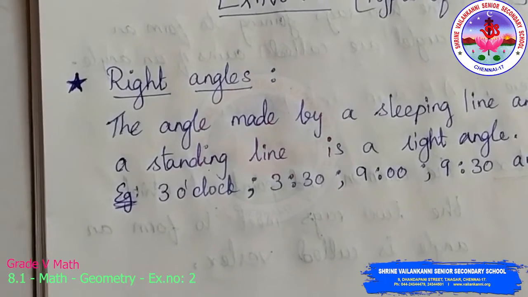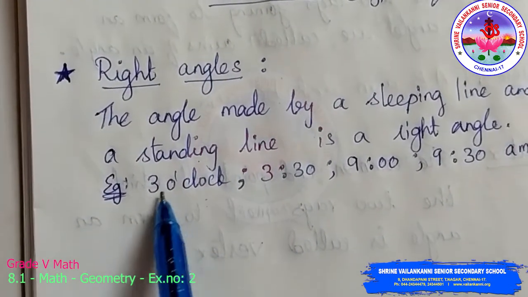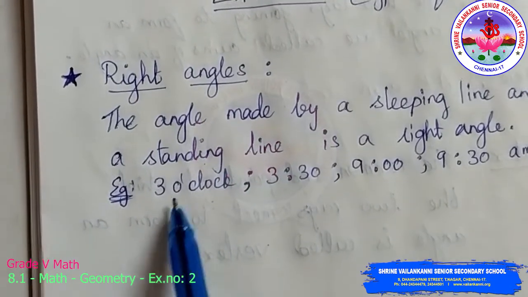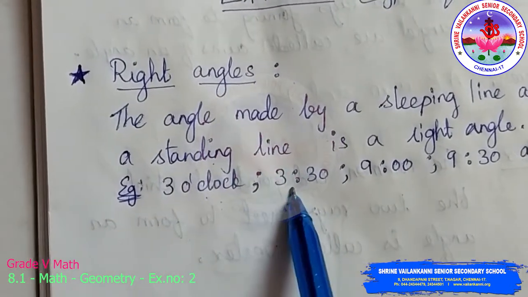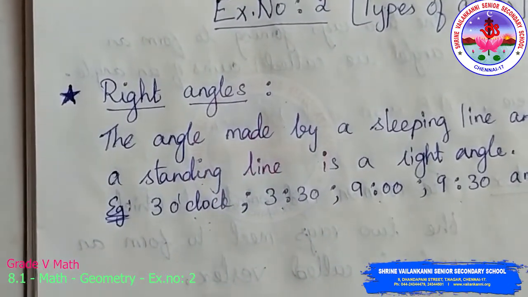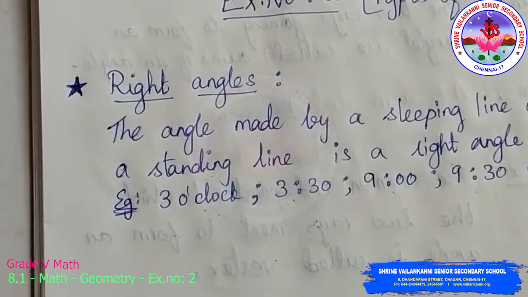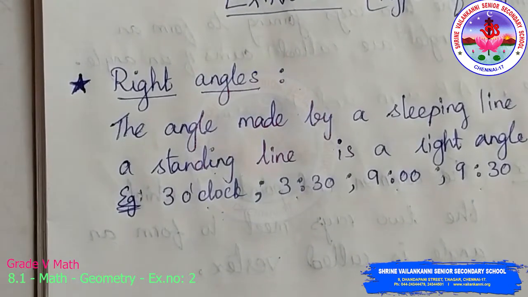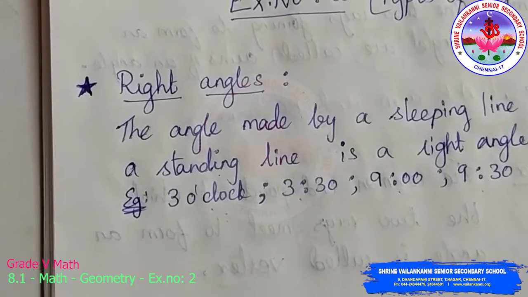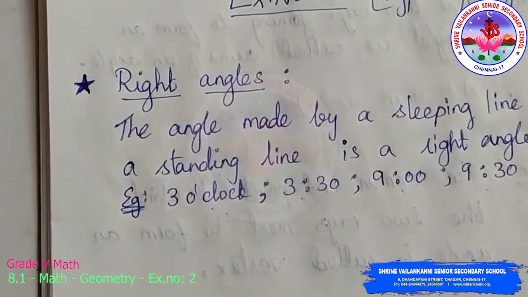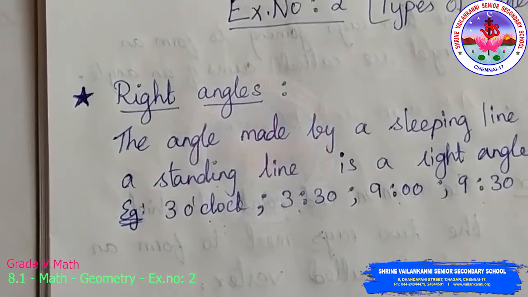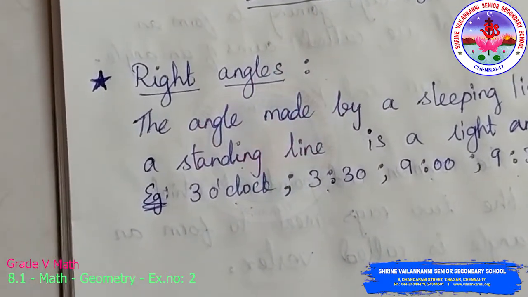For example, if you take a clock and see the time 3 o'clock, which can be AM or PM, 3:30, 9 o'clock, 9:30, the two needles of the clock will be forming an angle. That angle is said to be a right angle, which can be drawn and shown like this.